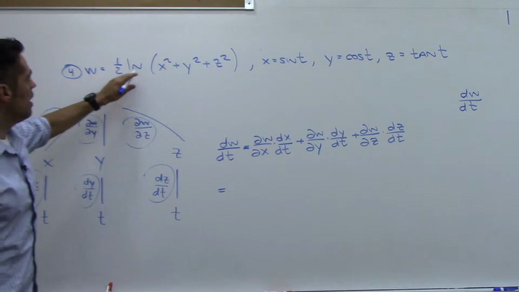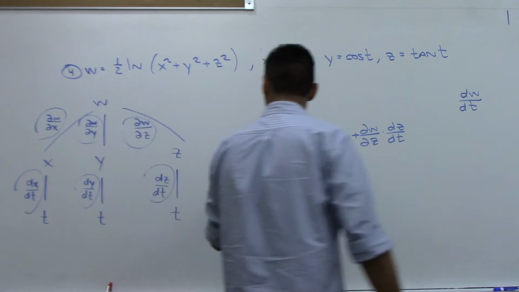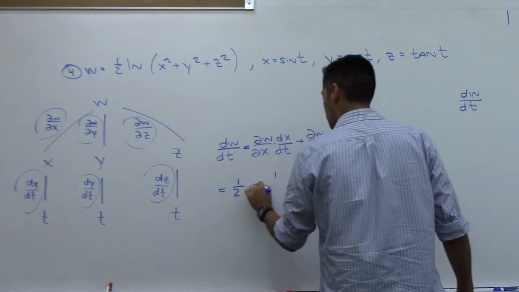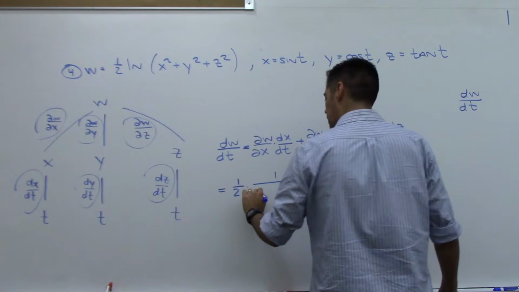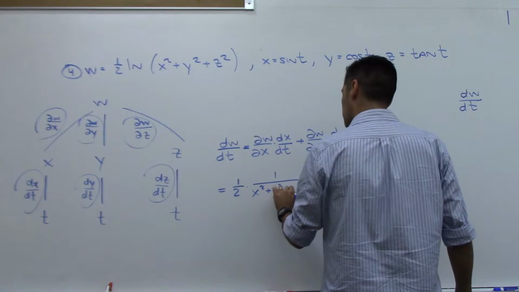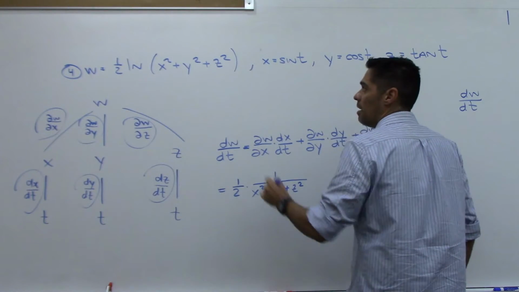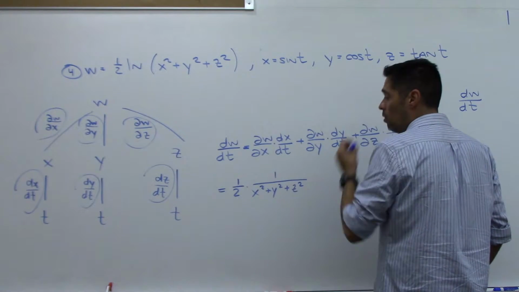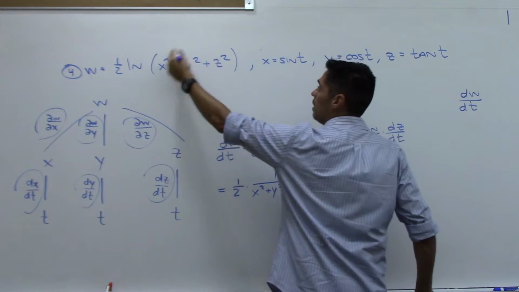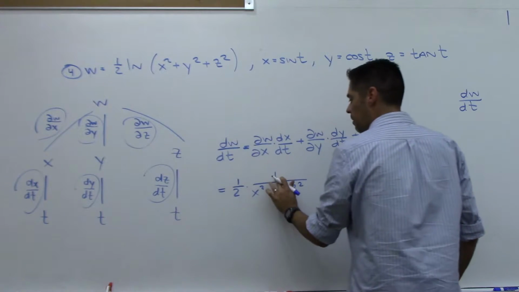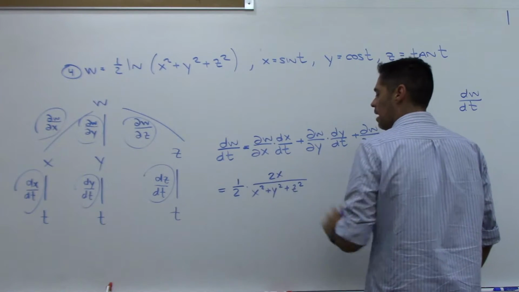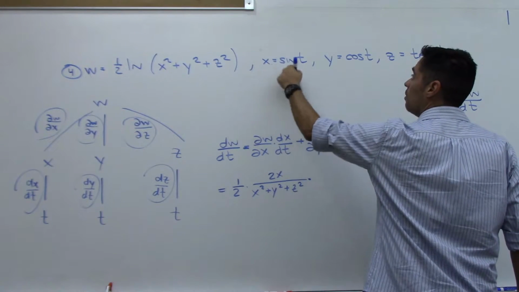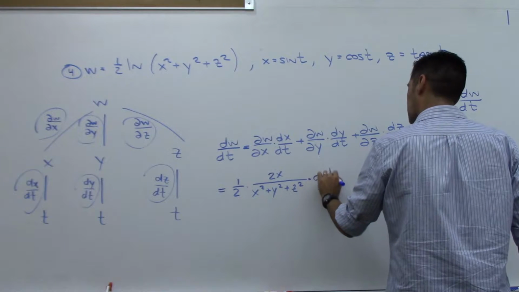So what is the derivative of 1/2 natural log of something? Well, it's 1/2 times 1 over the something, x squared plus y squared plus z squared, but then times the derivative of the inside with respect to x. So I'm going to hold y and z constant. The derivative of the inside with respect to x would just be 2x. So I'm going to throw that on top, 2x, and then times the derivative of x with respect to t. So that's just cosine t.